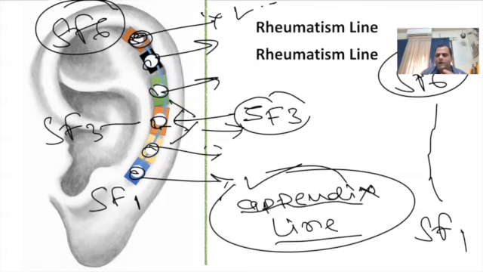We know the pain of appendix is very critical, and the person is shouting a lot when the person is suffering with the pain of appendix.